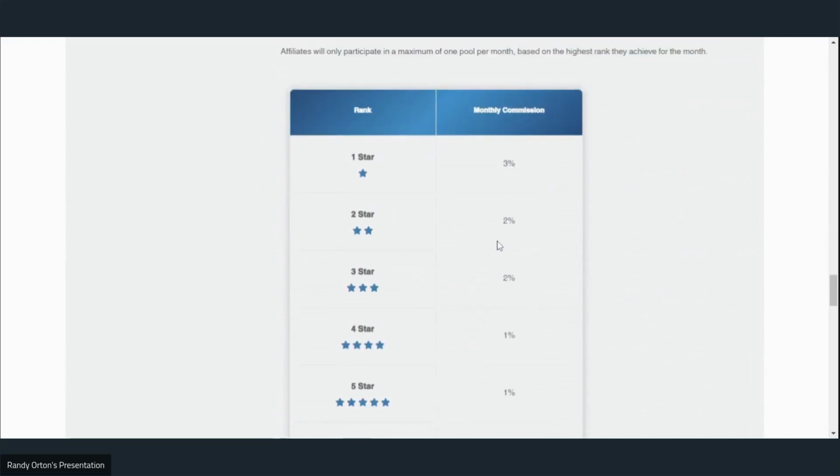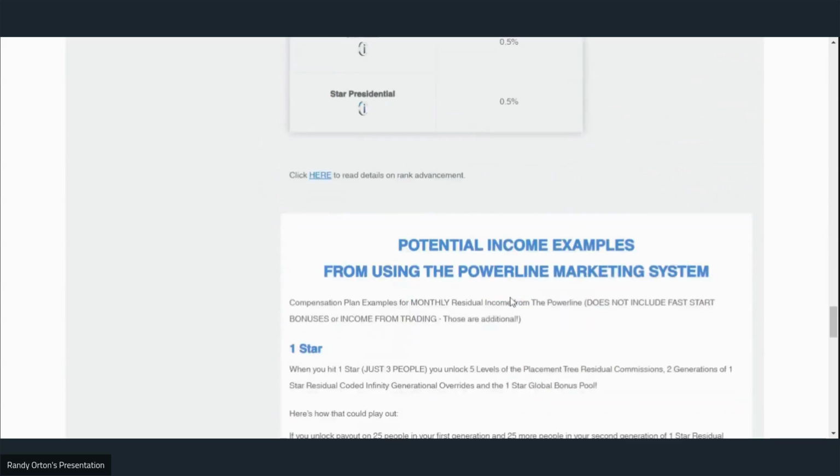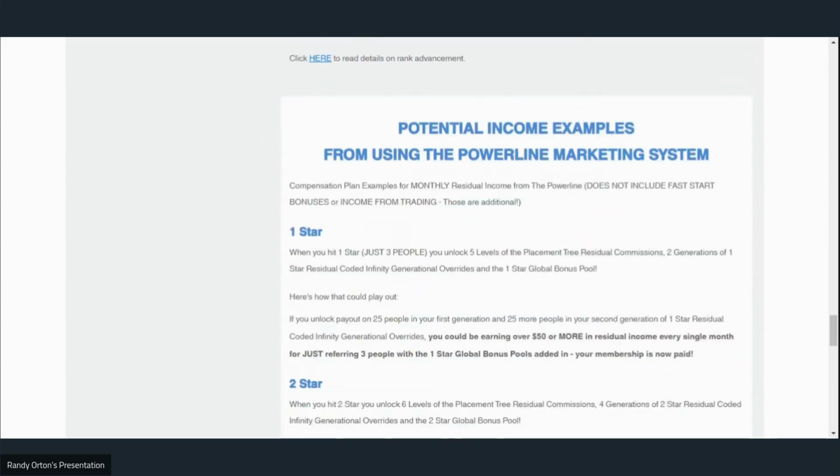So you can see monthly commissions, 3%, 1 star, 2%, 2%, 3 stars, on down. Here's some potential income examples from using the Powerline marketing system. Compensation plan examples for monthly residual income. The Powerline does not include fast start bonuses or income from trading. So if you're making some profitable trades, that's all on top of what you could be making as an affiliate.